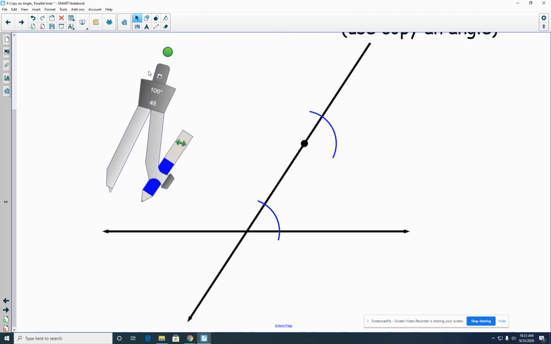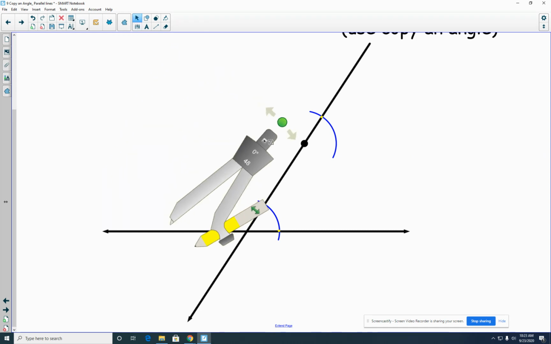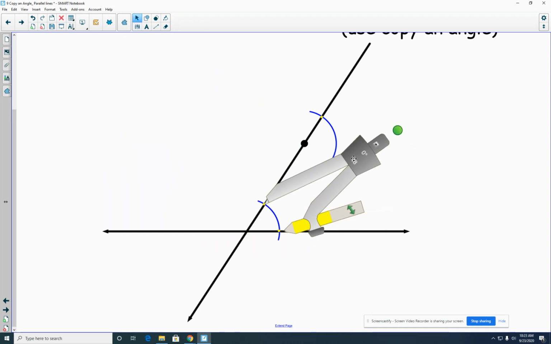Remember, we have to figure out where the intersection points are. So our intersection points on our angle are here and here. On our new angle, I only have one intersection point here. So let's take our compass and measure the intersection points of the angle down here.